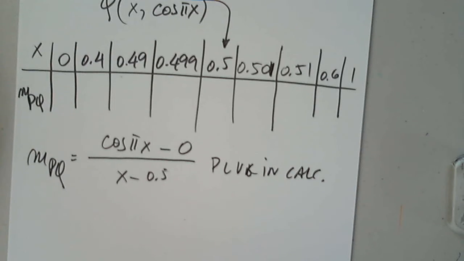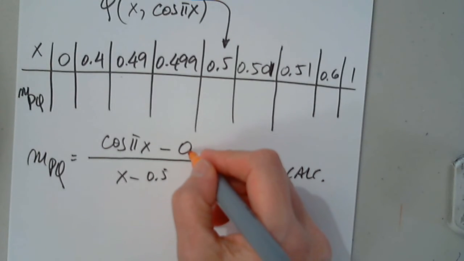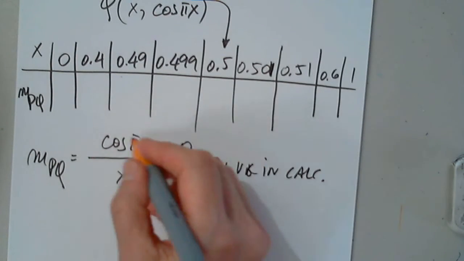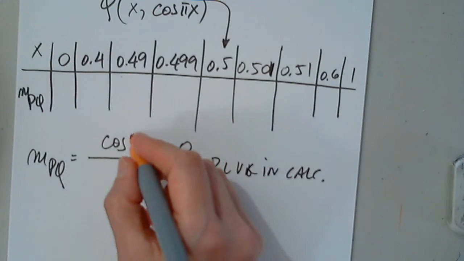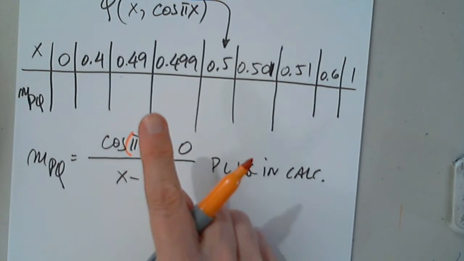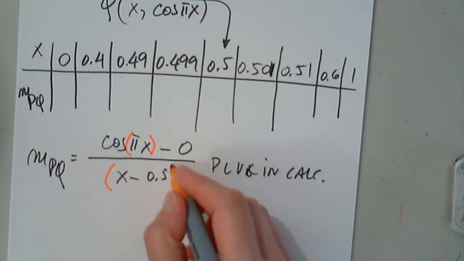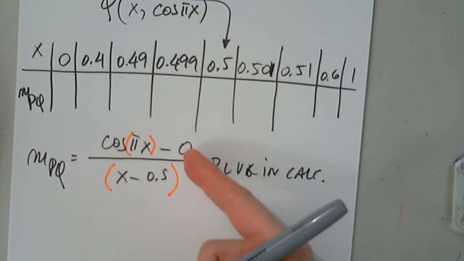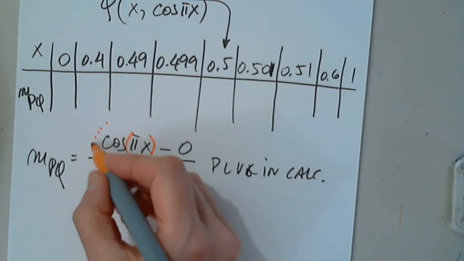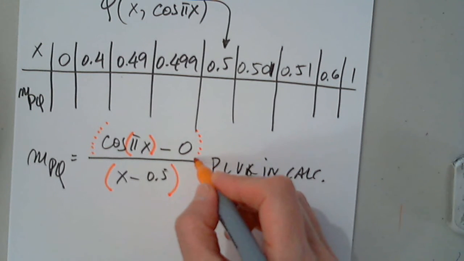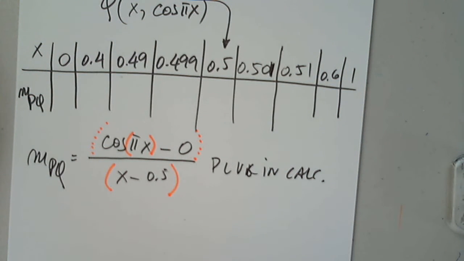Okay. Be careful now. If this is not 0, you need parentheses around the top. But you definitely need parentheses here in the calculator. If this is not 0, you also need parentheses here. If it's 0, you can get away with it.